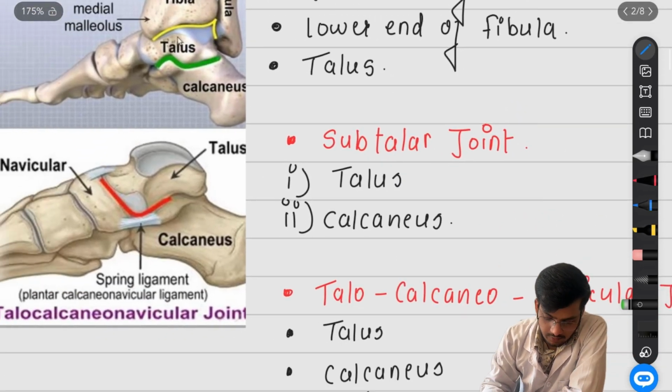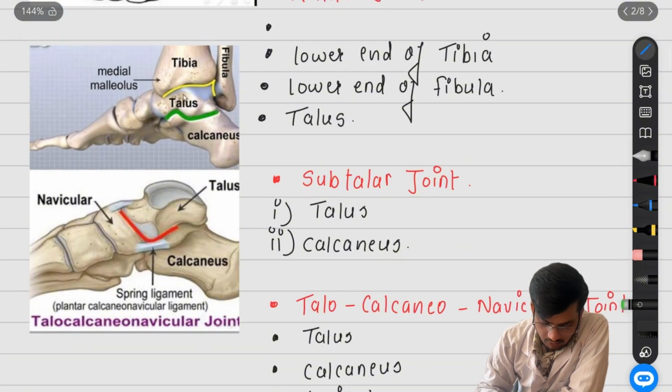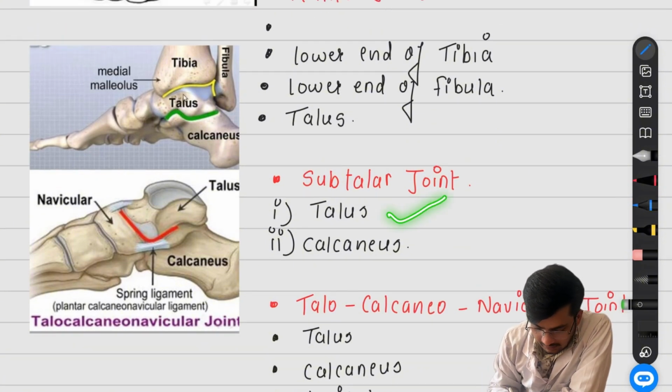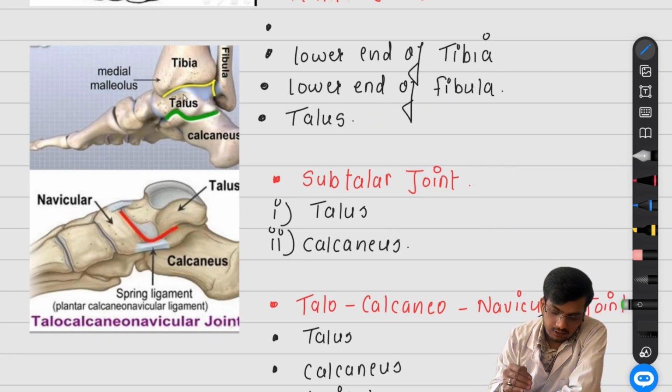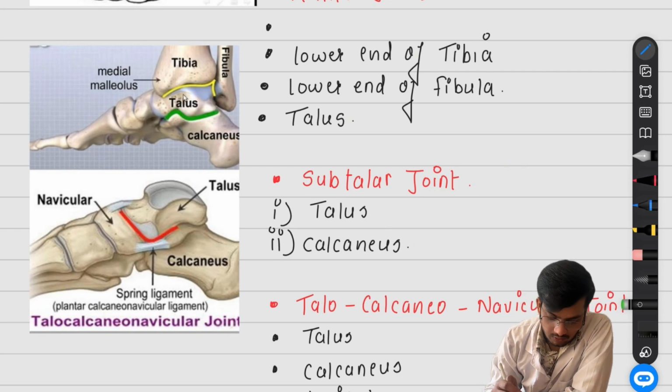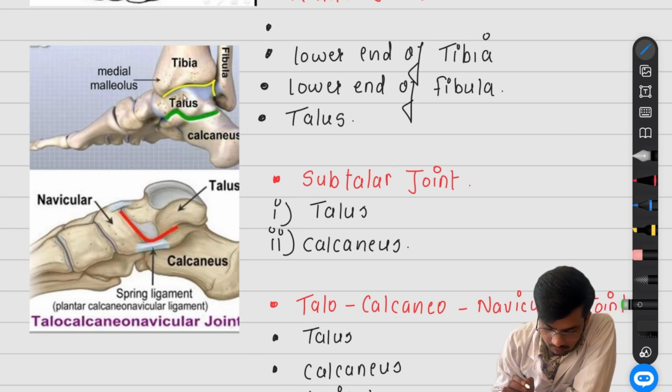Next one, we have the subtalar joint. It is a joint between the talus and the calcaneus bone, just below the ankle joint. You can see this is your talus bone, this is your calcaneus bone, and between these two bones we have the joint. This joint is called the subtalar joint.